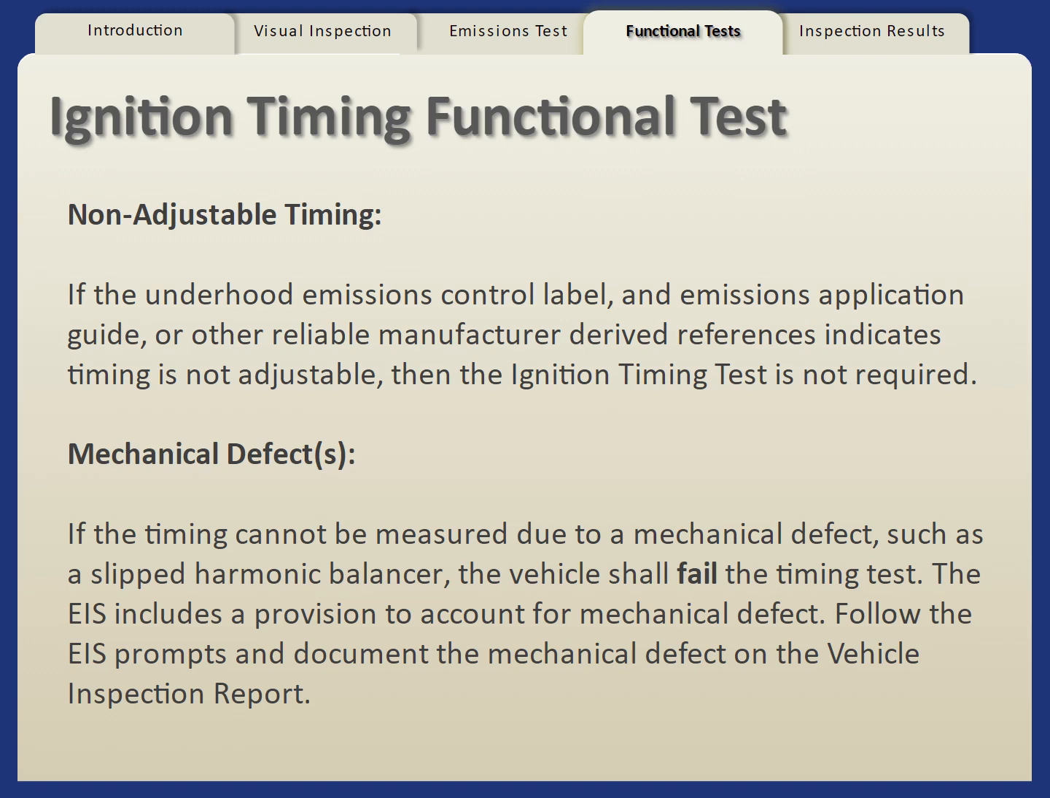If the timing cannot be measured due to a mechanical defect, such as a slipped harmonic balancer, the vehicle shall fail the timing test. The EIS includes a provision to account for mechanical defect. Follow the EIS prompts and document the mechanical defect on the vehicle inspection report.